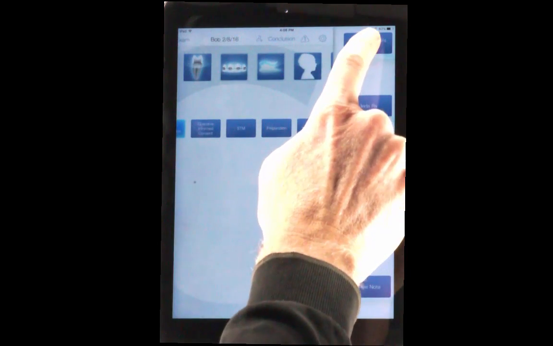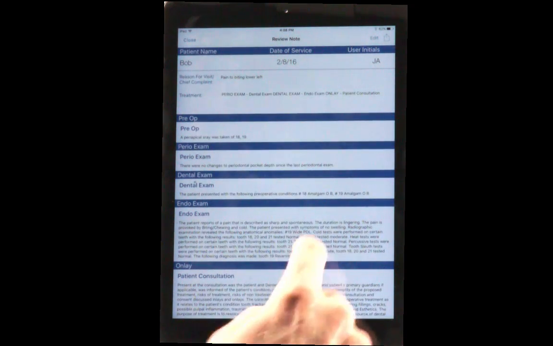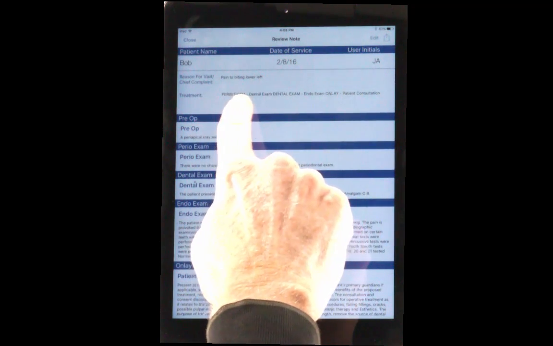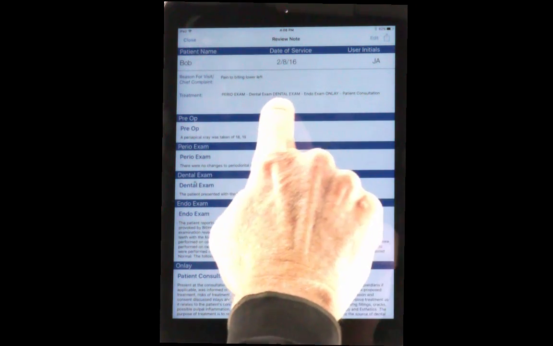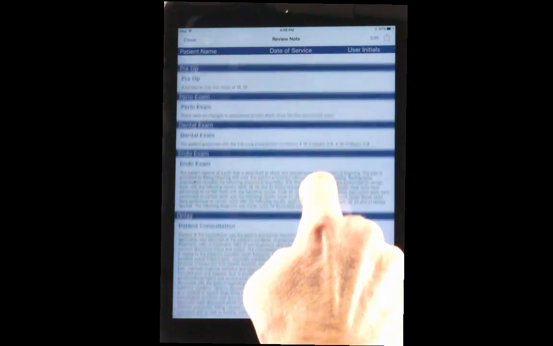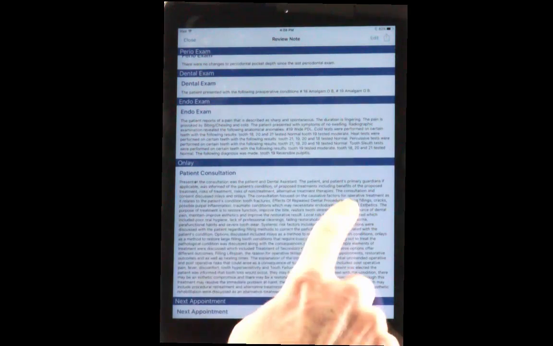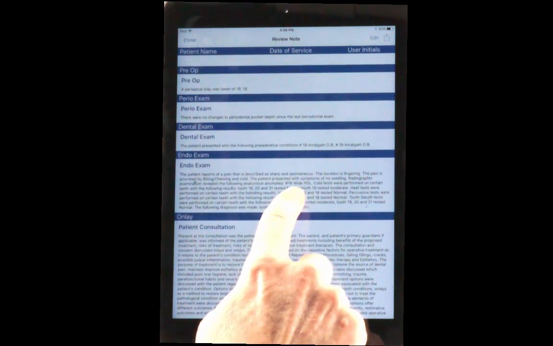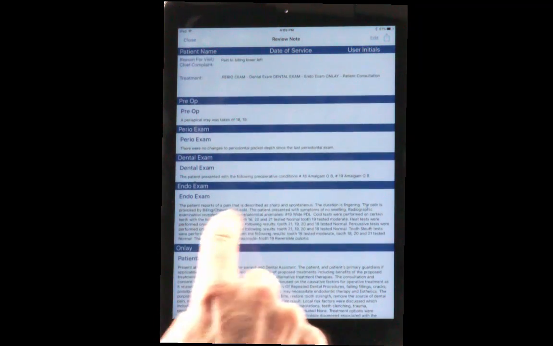We'll close that out, and you can see how quickly we wrote a beautiful note. There is our note: pain to biting left side, perio exam, dental exam, endo exam, onlay, patient consultation. So you can see how beautiful this note is written, including a detailed events of the patient consultation, endo exam, which included the tooth numbers and the cold tests, heat tests, tooth sleuth, percussive tests, all included in there.